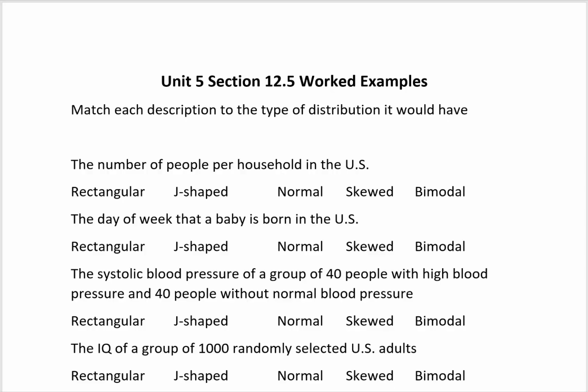Unit 5, Section 12.5, Worked Examples. Match each description to the type of distribution it would have. The number of people per household in the United States.